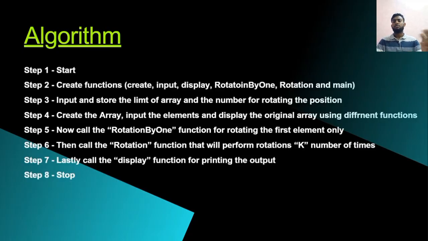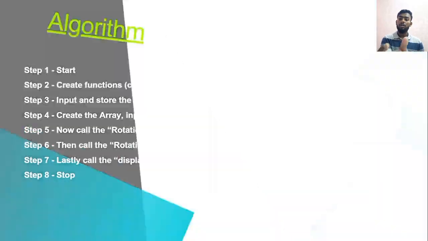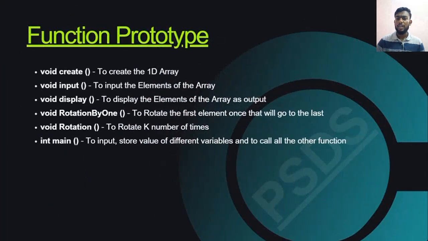Okay, so the second step, or the first step you can say, is create functions. The functions are already written, then we will input and store the elements for the rotation purpose. We will also input and store the number of times we are going to rotate the positions. Then we are going to create another. So in the fifth step we are going to call rotate by 1, and in the sixth step we are going to call the rotation. So let's move on to the next slide.